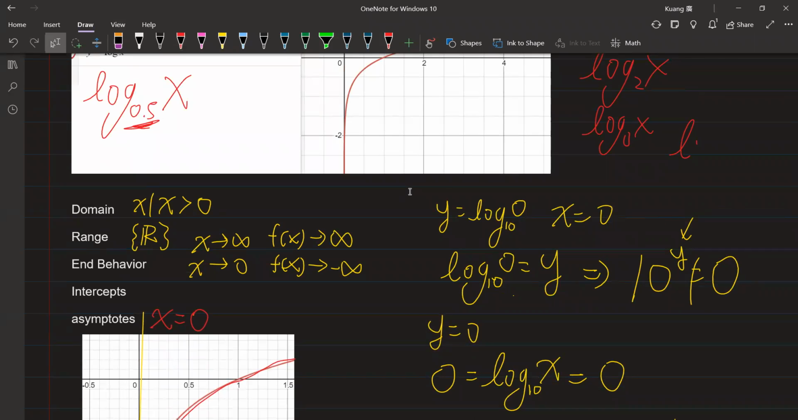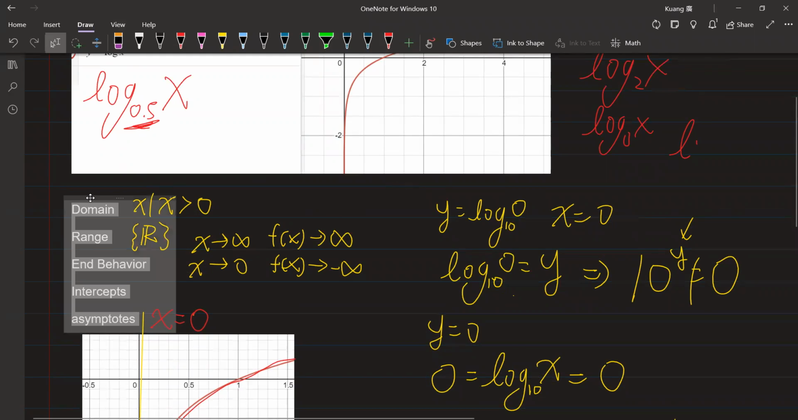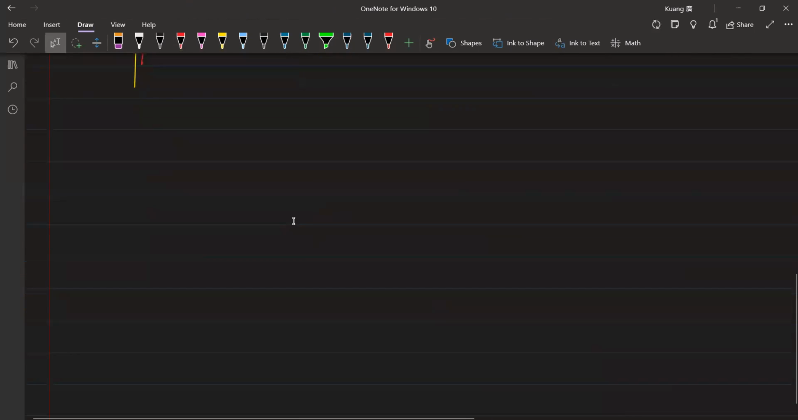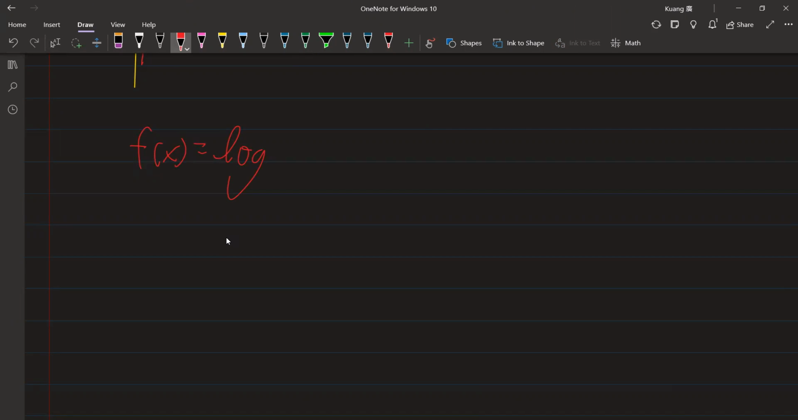All right, let's have a look at the sheet I gave you. This one, question 23. What are the differences? Question 23 is f of x equals log. There's no base, which means base 10. x minus 1, and then plus 1. This minus 1 means shift to the right 1 unit. This plus 1 means shift up 1 unit.